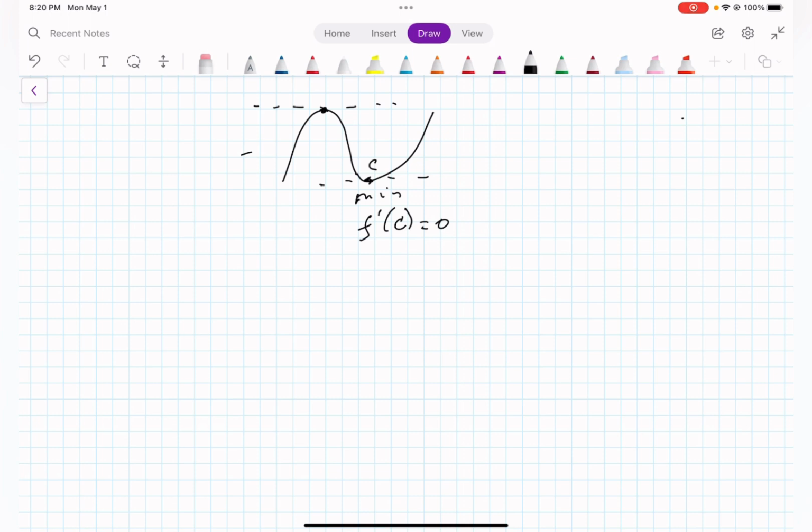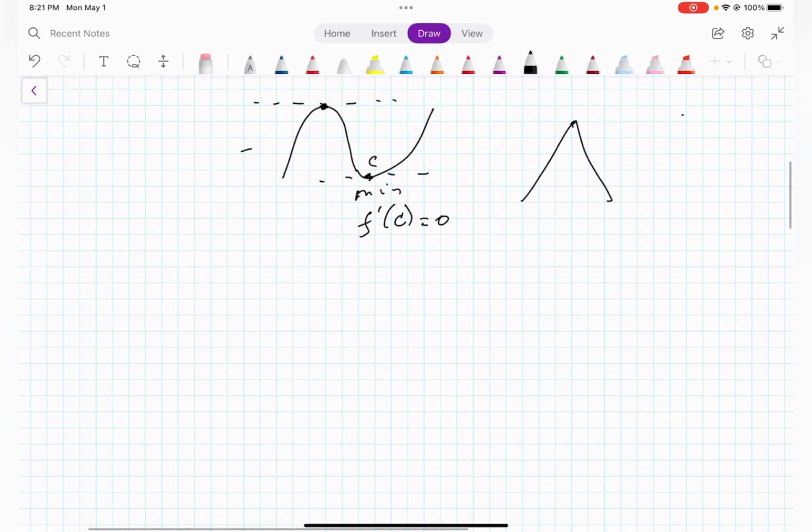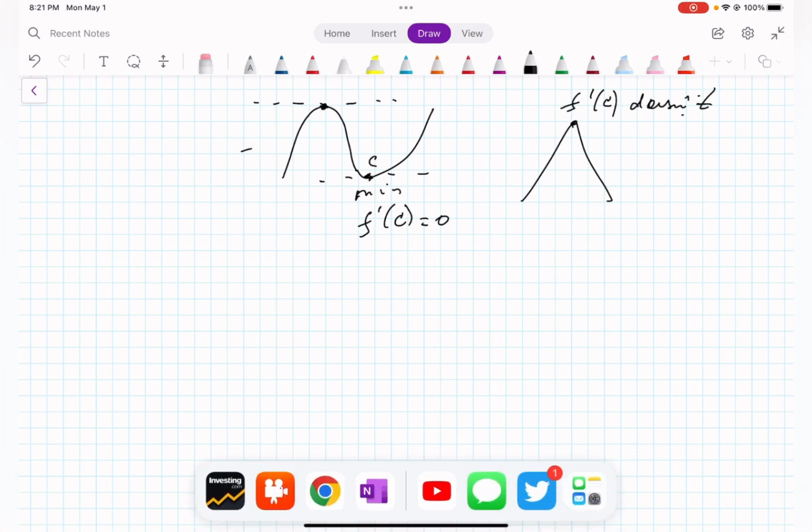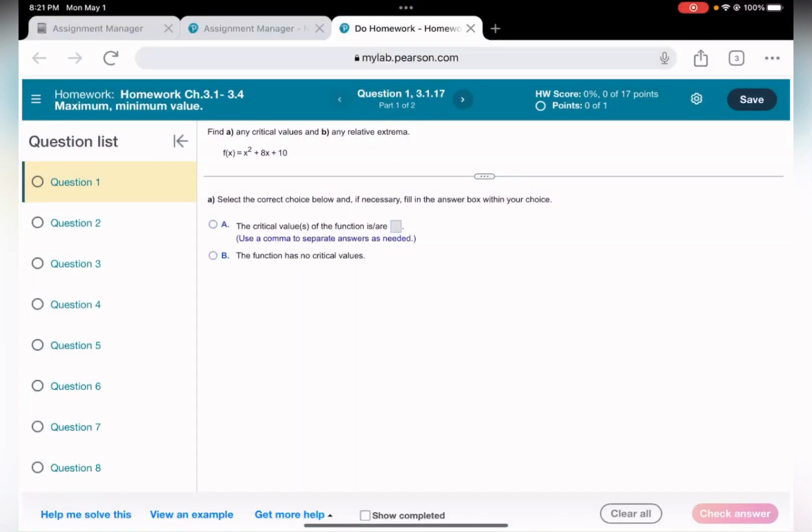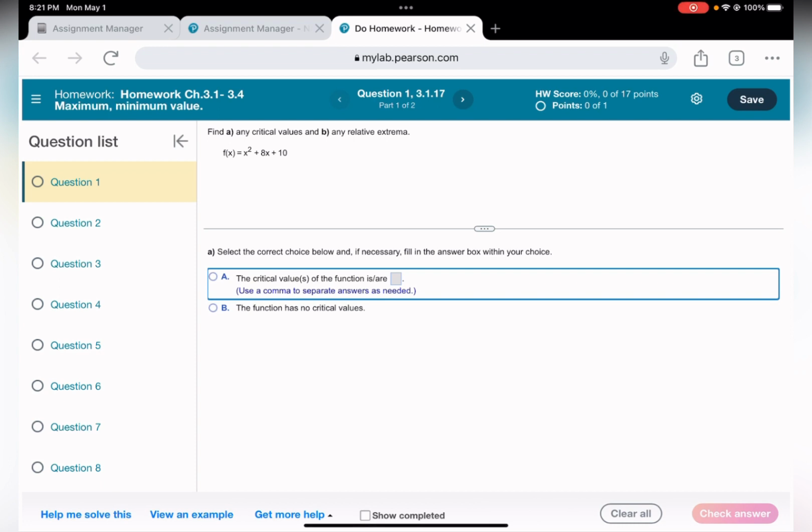It won't exist when you have a graph like that, because it's not a function, so f prime of this point won't exist. Okay, so first we are going to do how to find a critical value, and after that we will learn how to figure out relative extrema.